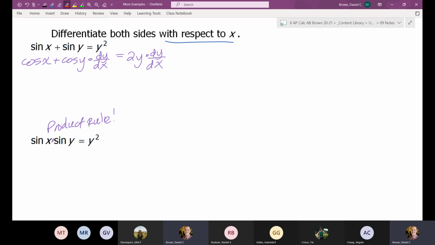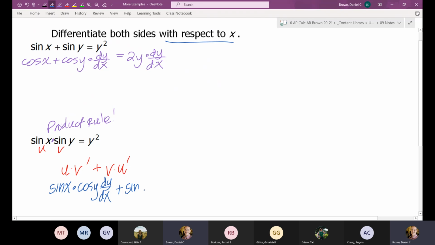If you need a reminder of the product rule, we have the first times the second. Its derivative I think of as the first times the derivative of the second plus the second times the derivative of the first. Again, that wording doesn't matter since you're just multiplying and adding. So finding the derivative, I have the first times the derivative of the second. The derivative of the sine of y would be cosine of y, implicit, so I had a y, wish it was an x, plus the second times the derivative of the first.